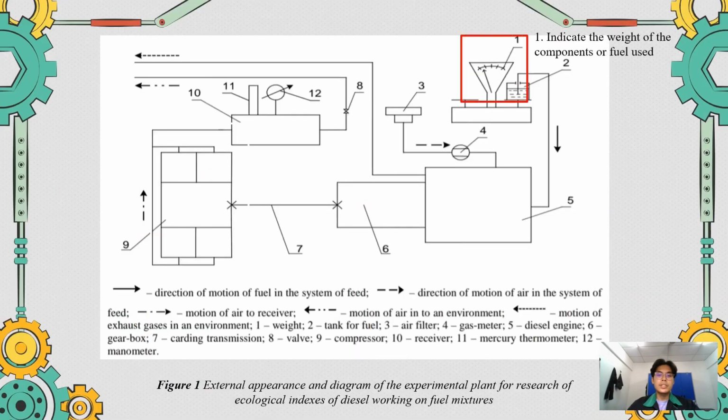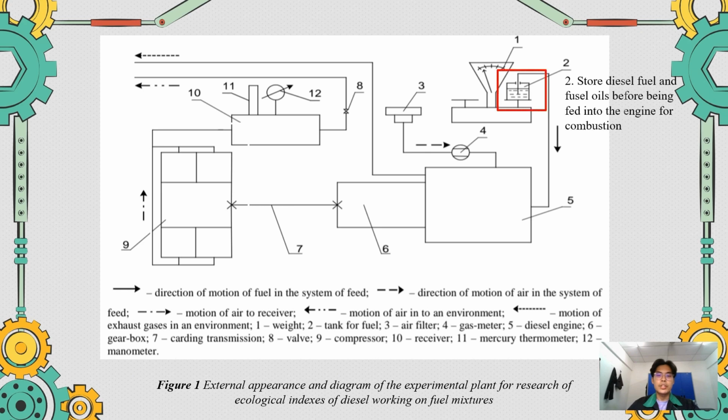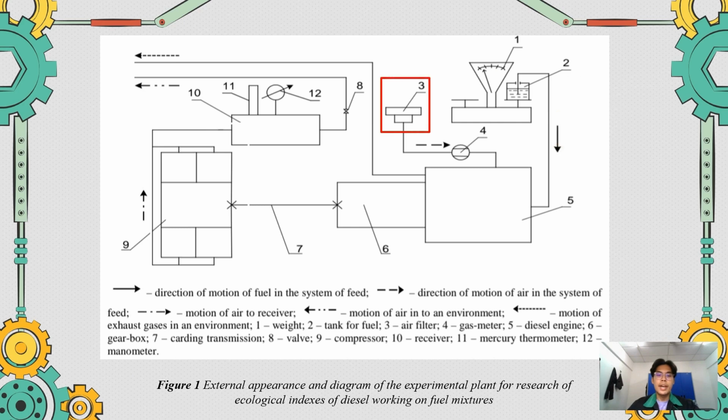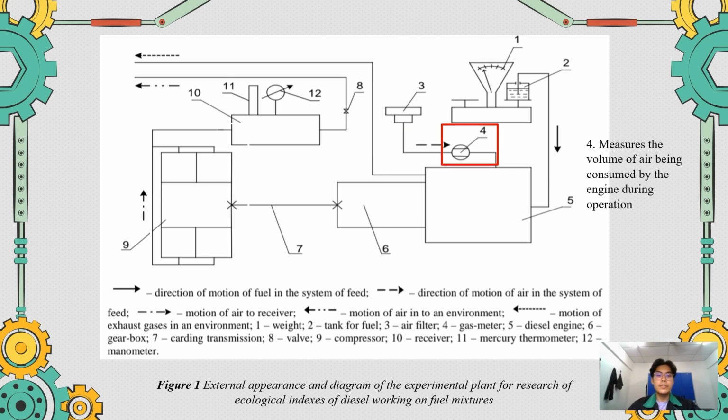In our experimental setup, we start with the weight indicator. The weight indicator is used to measure fuel. Then fuel goes into the tank. The fuel is stored here temporarily before the combustion. Next, air passes through the air filter to ensure only clean air is used for the combustion. The gas meter measures the fuel volume used by the engine.